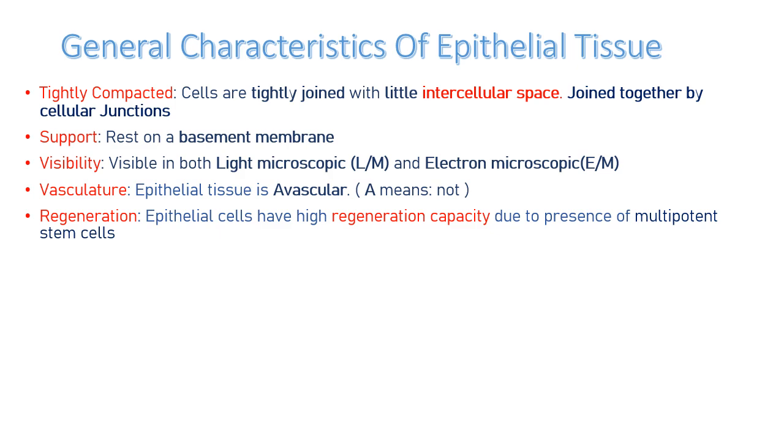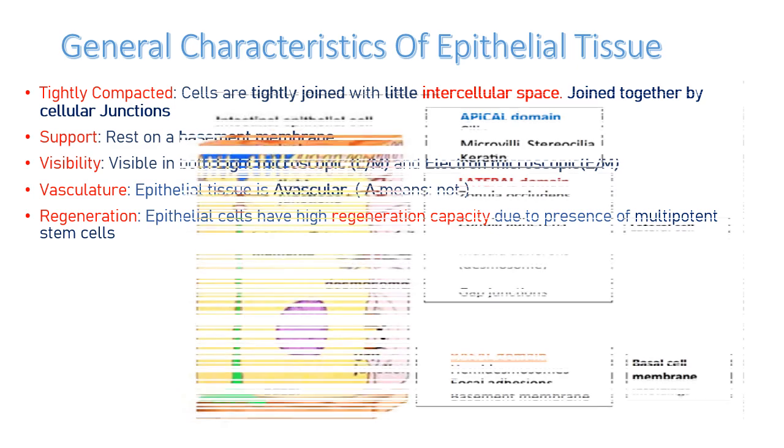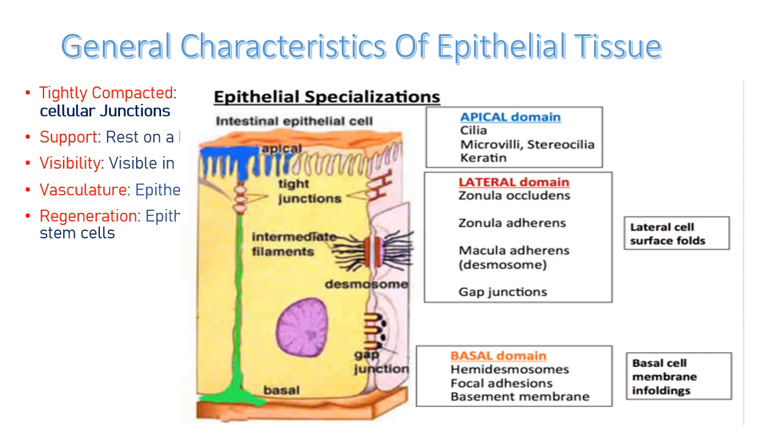I hope that makes sense. So these are some of the general characteristics of epithelial tissue. Then here's a diagram which I'm just going to show you what we were talking about, the general characteristics here. So the first one was they're tightly compacted.